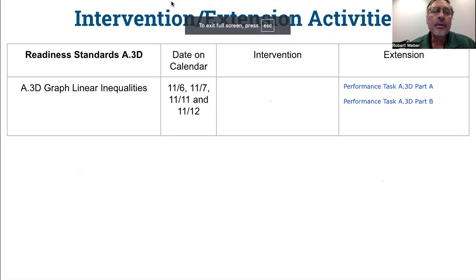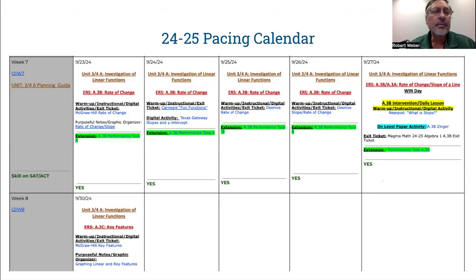Intervention and extension, we do have some extensions in November. There are not any interventions because there are no essential readiness here. So I didn't choose to put those in. Of course, this is predominant in our calendar in September, late September.